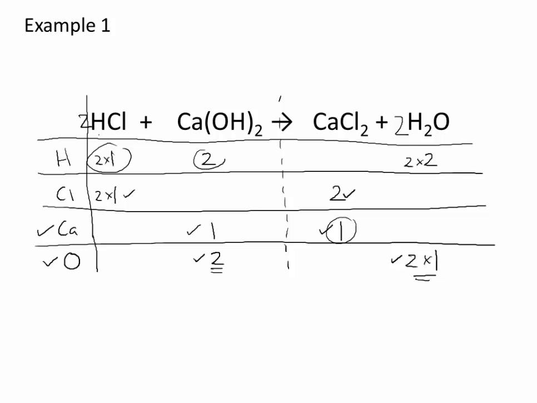Hydrogen, there are 2 plus 2, 4. 2 times 2, 4. So you realize that all elements are balanced. So a balanced chemical equation here is 2 HCl plus 1 calcium hydroxide becomes 1 calcium chloride and 2 H2O. This is the balanced chemical equation for this example.